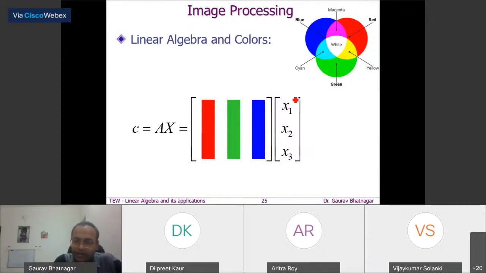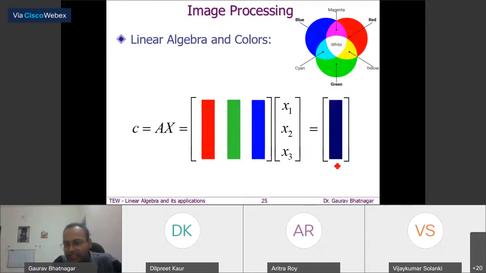What is the percentage of x1, x2 and x3 if I am going to get this color? So this is not the blue, this is something kind of navy blue. So what are the possible percentages, or the possible values of x1, x2 and x3, so that I will get this particular color?